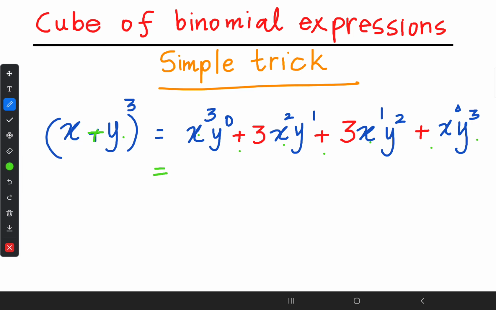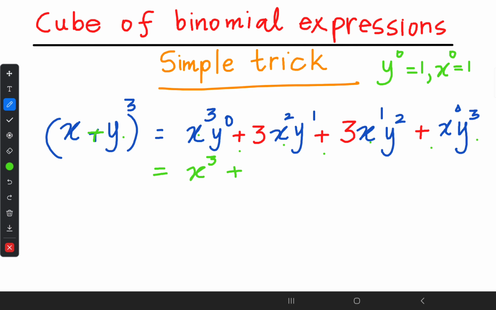Y with the power of 0. Not only y, any value with the power of 0, we know that as 1. So y power of 0 is 1, and x power of 0 would also be 1. So x cubed, that is multiplied with 1, is directly x cubed only.